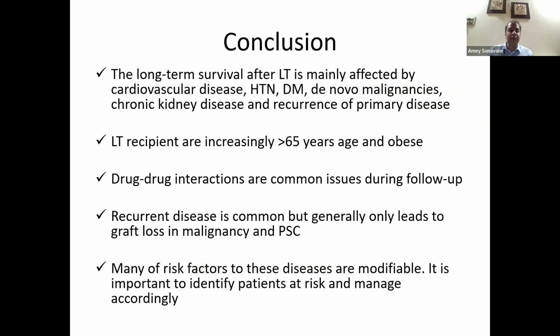We must be aware of how these immunosuppressive drugs interact with each other, and of the common issues post-transplantation. Do routine follow-up and screen them regularly. Recurrent disease is very common, but generally only leads to graft loss in malignancy and primary sclerosing cholangitis. Many of the risk factors for these diseases are modifiable. It is important to identify patients at risk and manage accordingly.